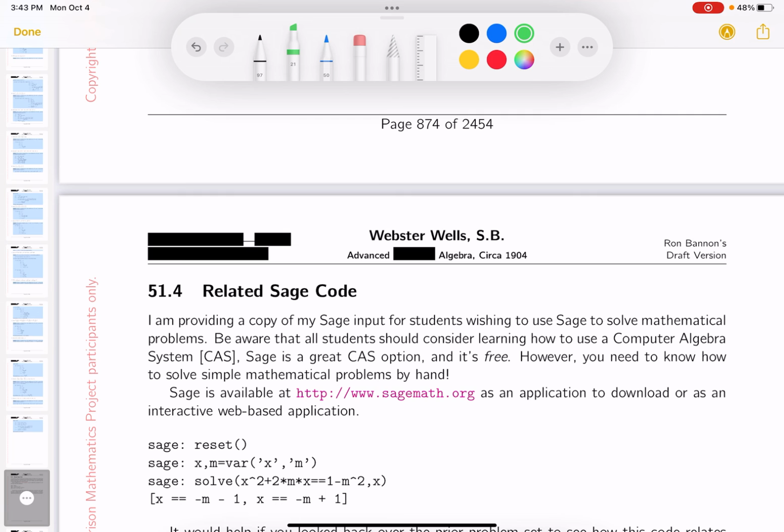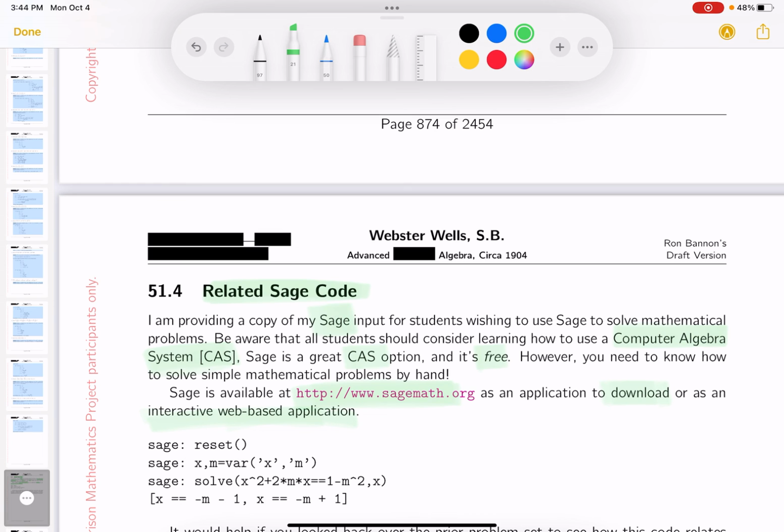All right, what do we got over here? We're at Sage business. Sage code. All right, what's Sage? Sage is a computer algebra system. We abbreviate that CAS, C-A-S. It's free. Go to this website. If you have the PDF electronic form, just click on that, and it brings you right there. You either download the application or use the interactive web-based application.